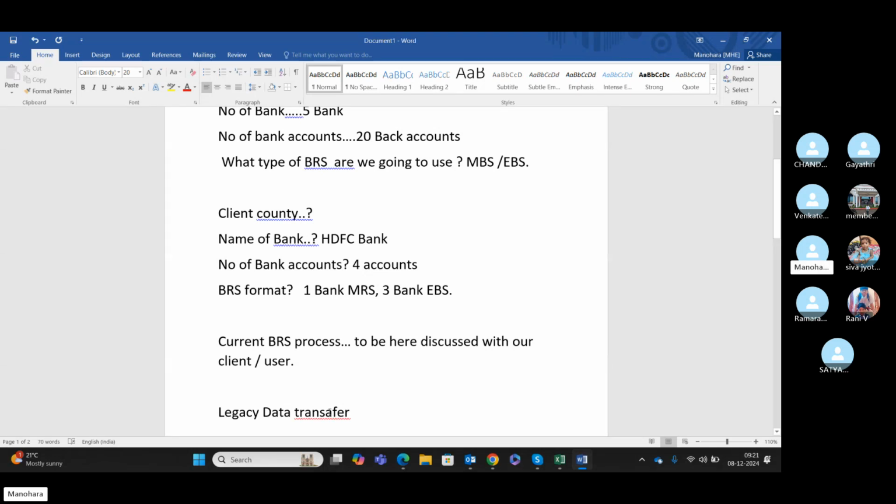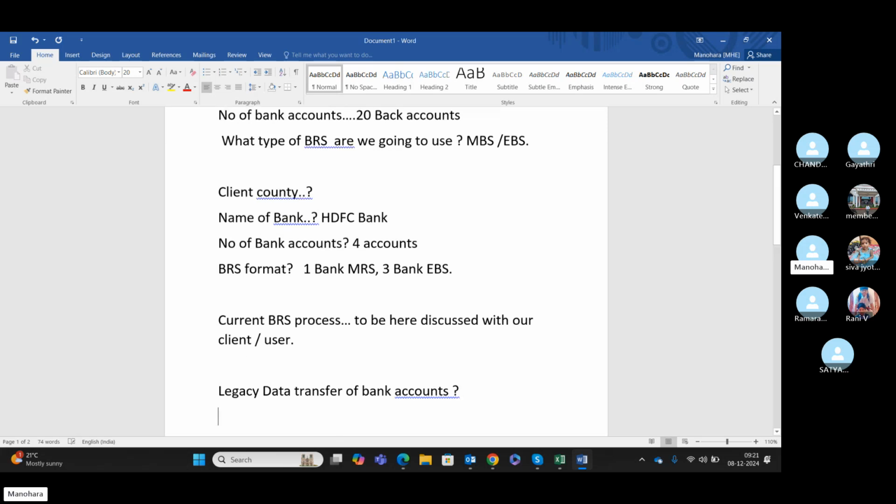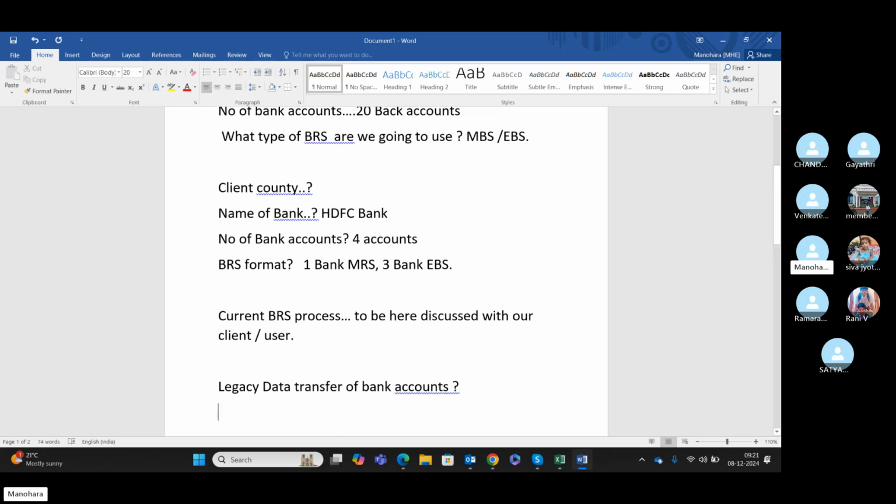Is there a spelling mistake? Ignore it. Transfer of bank accounts. Bank accounts. So how do you create MBS functionality, and how are clients using the same bank accounts, right? That opening balance and legacy data, how do you bring to SAP? We need to understand that before performing the BRS, right?